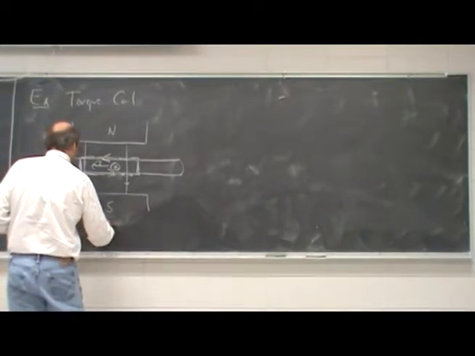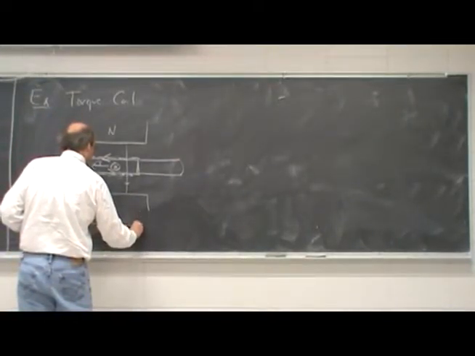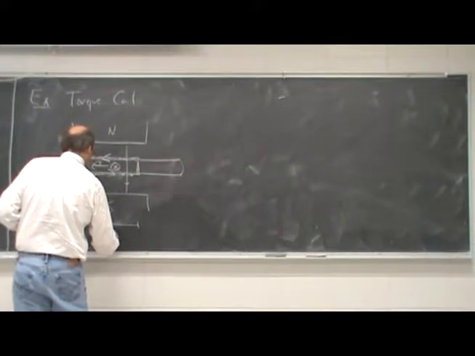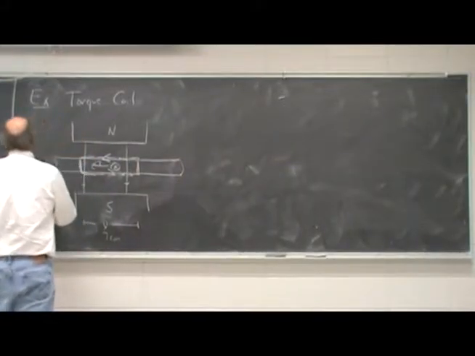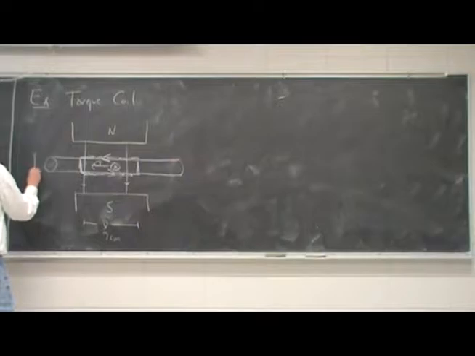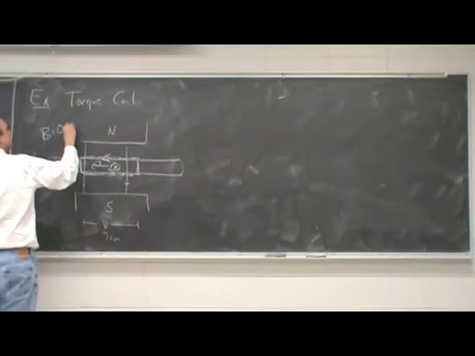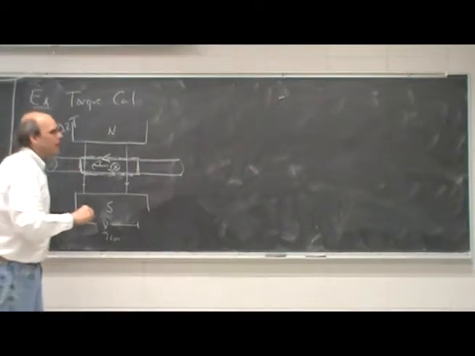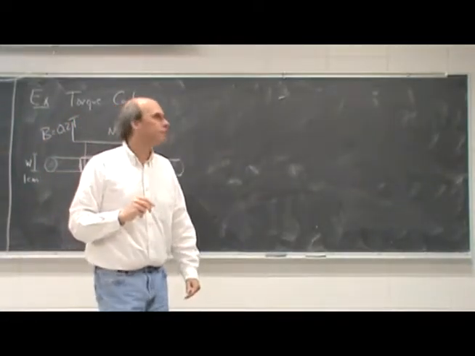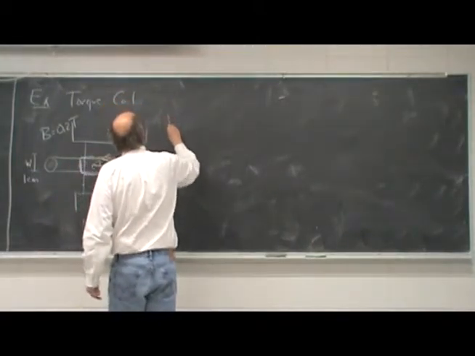The length of the coil was 7 centimeters. The width, about 1 centimeter. B is 0.2 Tesla again. And I think I'm running the 2 amp batteries again.